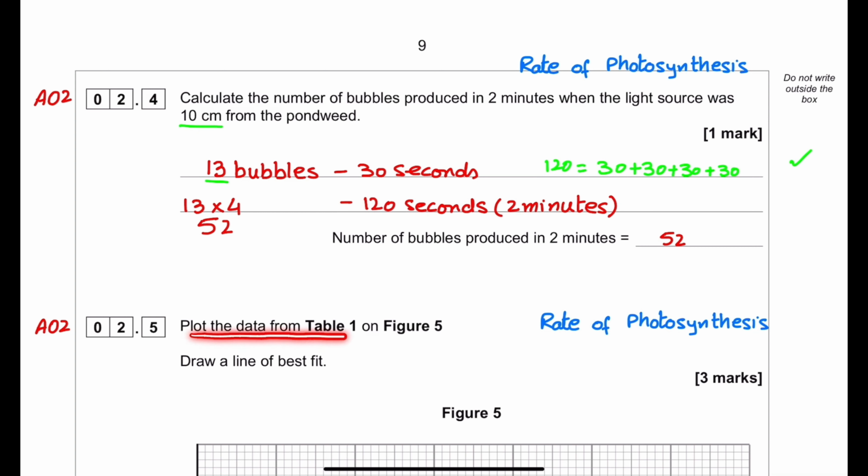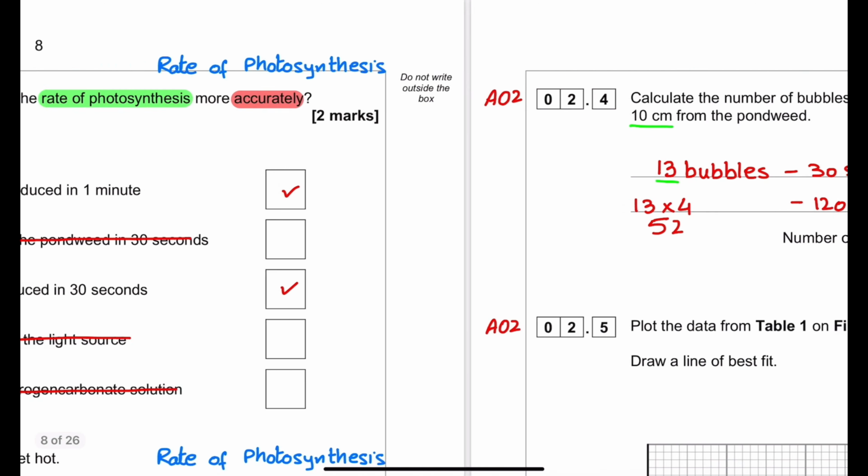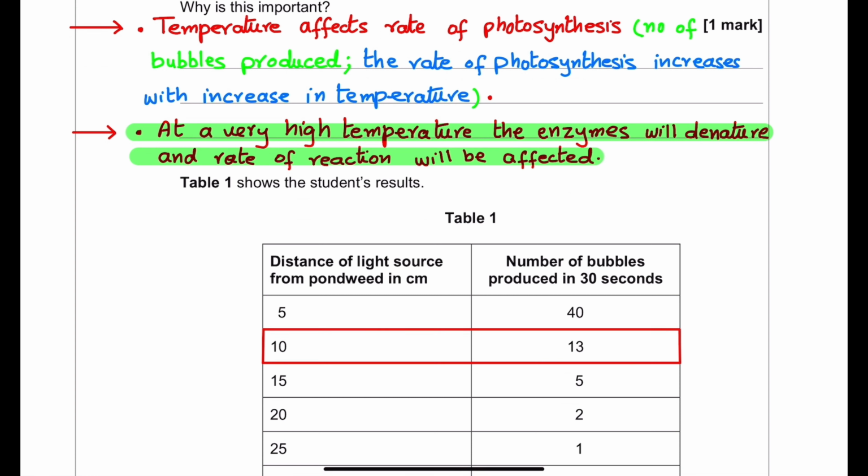Plot the data from table number 1 on figure number 5. So graph paper is given to you here, figure number 5, and you need to plot the data from the previous information which is given here. Table number 1, the distance is given and the number of bubbles in every 30 seconds. You need to plot the graph between them. You need to draw a line of best fit after plotting all of these points on the graph.